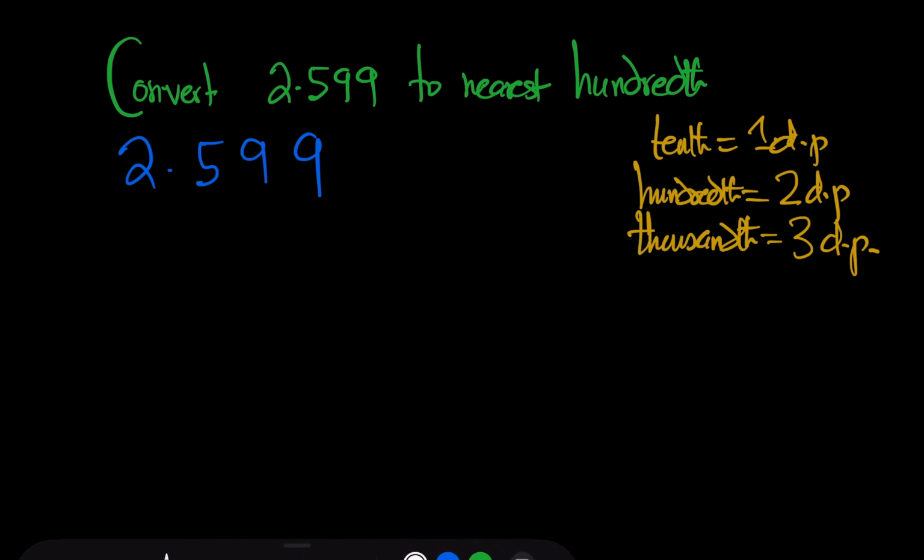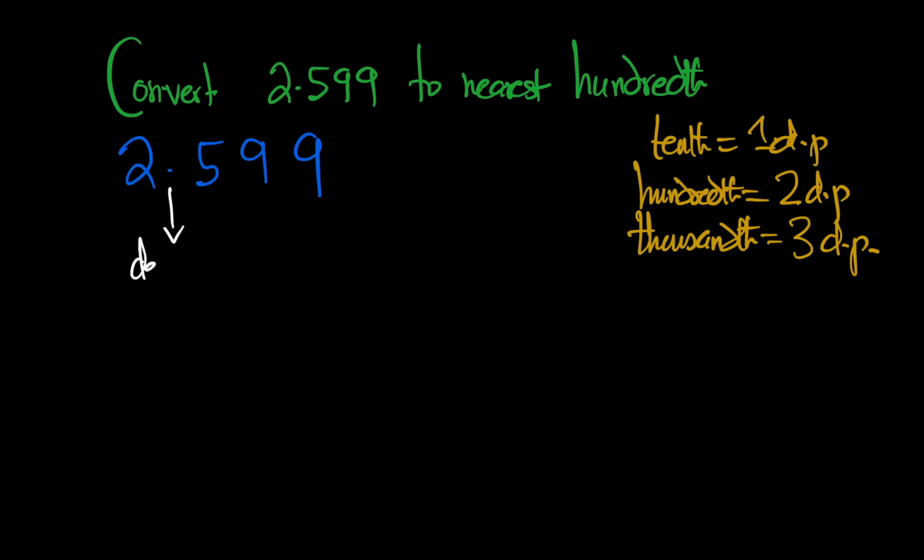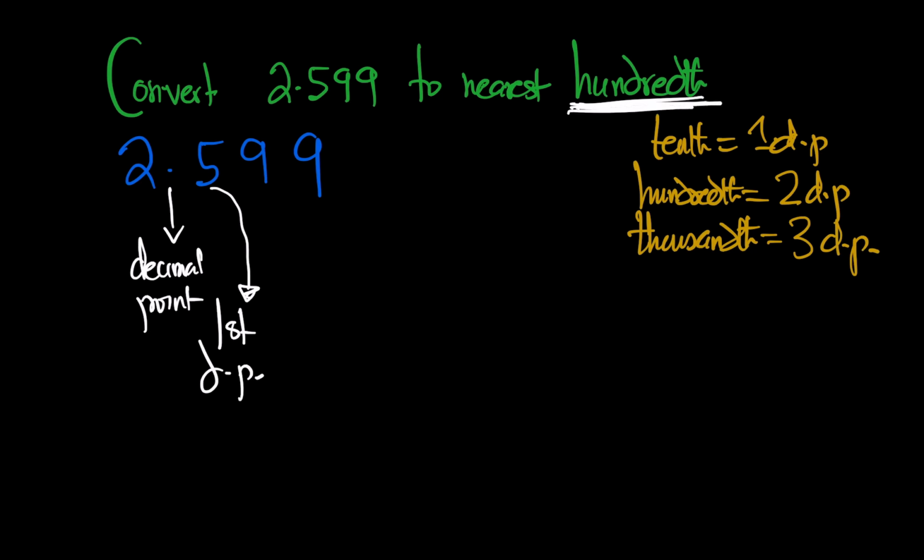So if we look at this 2.599, we know for sure that this is our decimal point. Can you see that? And we know that this is our first decimal place. But we are being asked to correct to the nearest hundredth, and the nearest hundredth is 2 decimal places. So the 9 here will be our second decimal place. This is our first decimal place, and then this is our second decimal place right there. First decimal place, second decimal place.